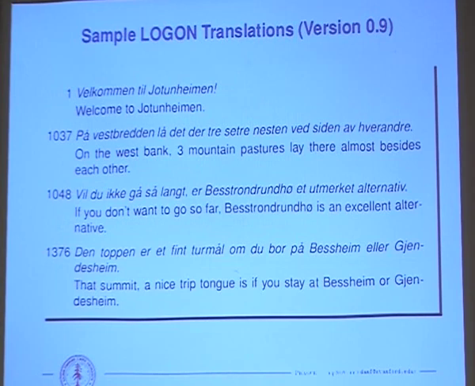Okay, so let me just show you a little bit of what we did near the end. This isn't the actual final story because we had an aggressive 6 months of polishing to get ready to show it off to the Norwegian funding agency, thinking they'd give us some more money. But before we did that final polishing, we got some translations that were pretty close to right. On the West Bank, 3 mountain pastures lay there almost besides each other.